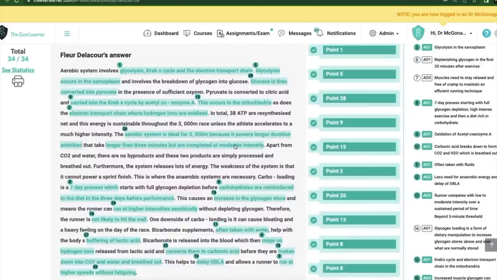It takes longer than 3 minutes, but is completed at moderate intensity. Okay, we're also saying apart from CO2 and water, there are no byproducts, and these two byproducts are simply processed and breathed out. Furthermore, the system releases lots of energy, so it's efficient. The weakness of the system is it cannot power a sprint finish. This is where anaerobic systems are necessary.